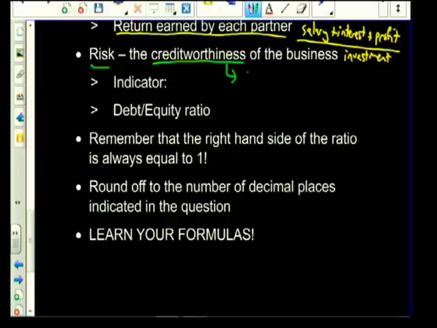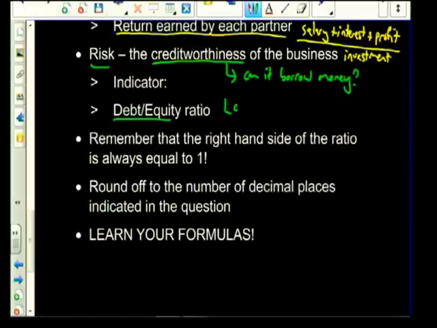In other words, can it borrow money if it urgently needs money? And the way we do that is we calculate the debt-equity ratio. So the debt-equity ratio, when we calculate it, we want the ratio to be low if possible. We want it to be around 0.5-to-1.